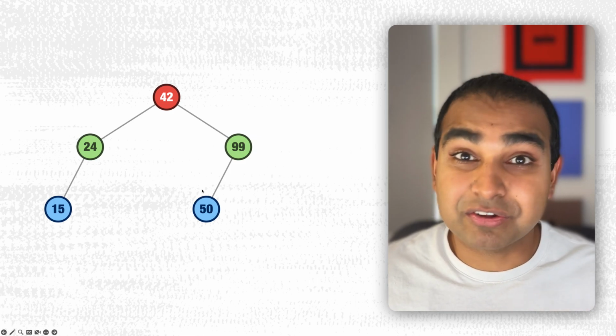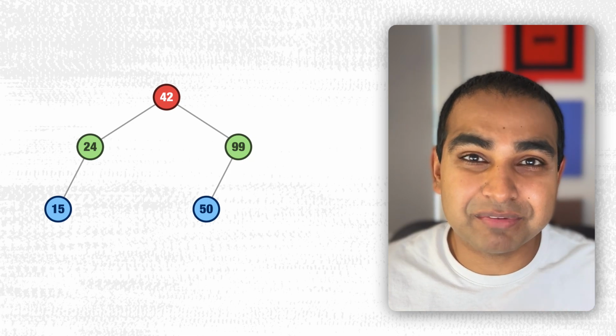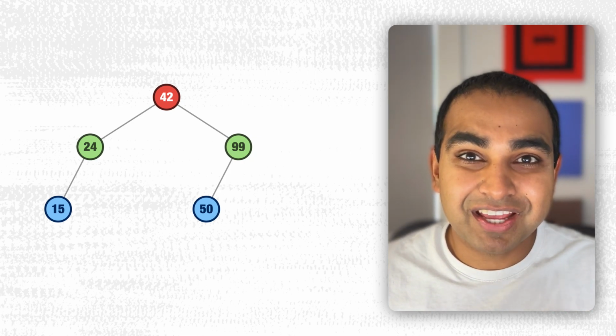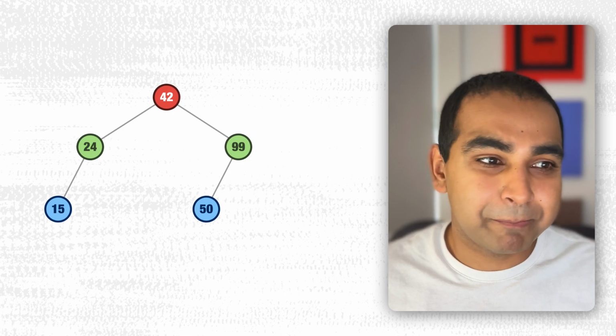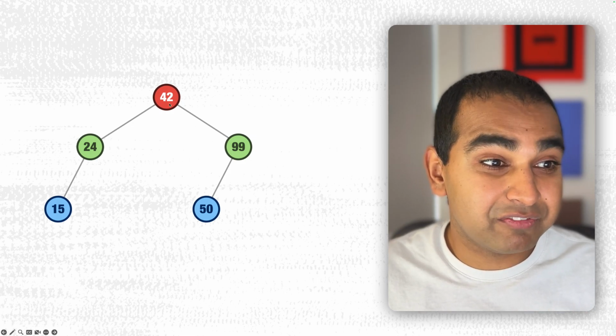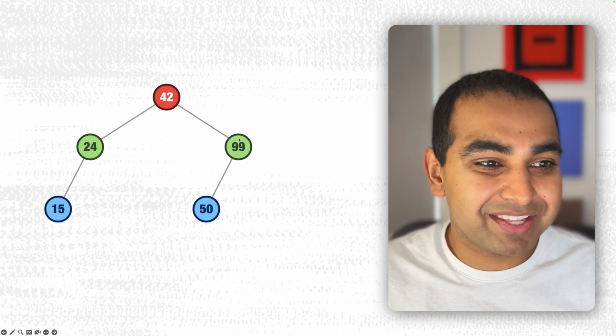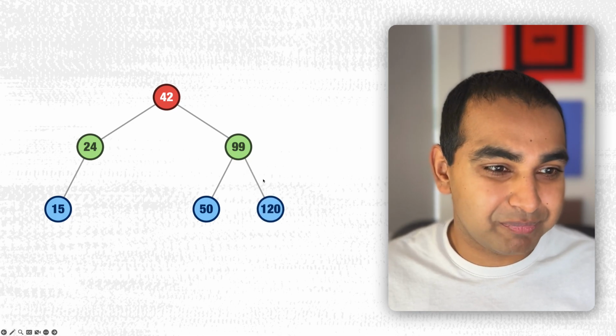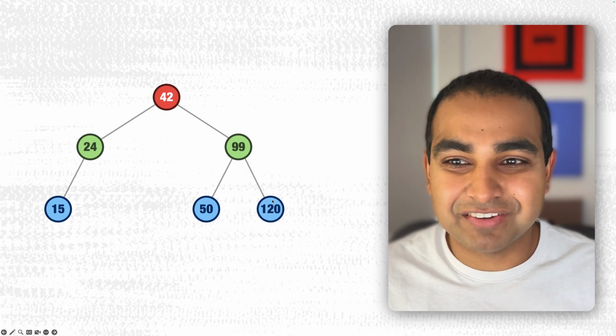Let's go much faster now in adding nodes, because I want us to get mentally accustomed to quickly looking at a binary search tree and knowing exactly where a node ultimately belongs. Let's add 120. 120 is greater than 42, we go right. 120 is greater than 99, we go right again. No more children, so 120 becomes the right child of 99.